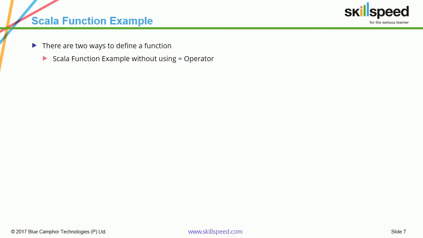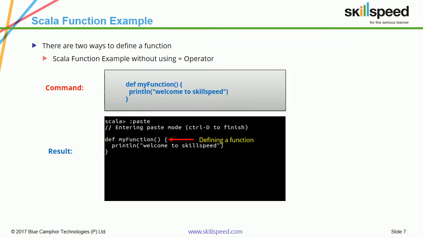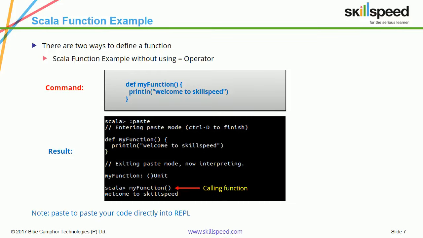So let's see how to define a very simple function. Here you can see that I'm defining a function called myFunction by calling def myFunction, and then I'm opening and closing my brackets. That means I'm not passing any input parameters. Within the body of the function, I'm typing print welcome to SkillSpeed. Once you hit enter, you can see that the function has been created. From the REPL, when you type myFunction, you can see that it will call the function and print welcome to SkillSpeed.